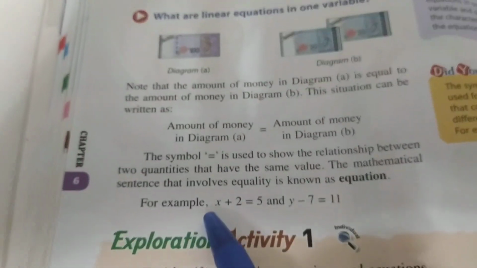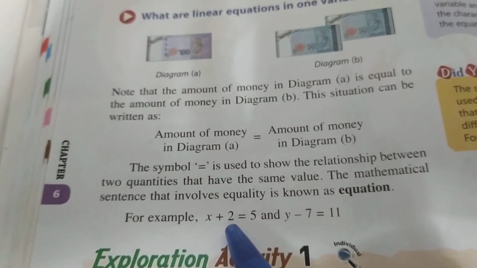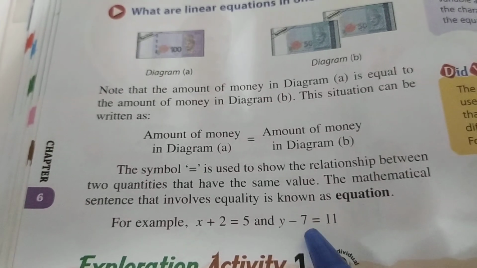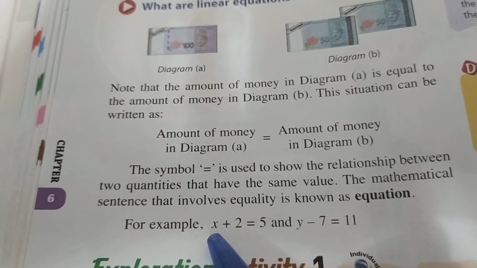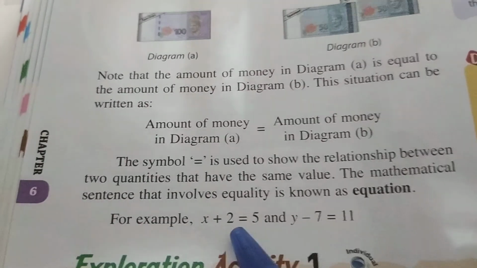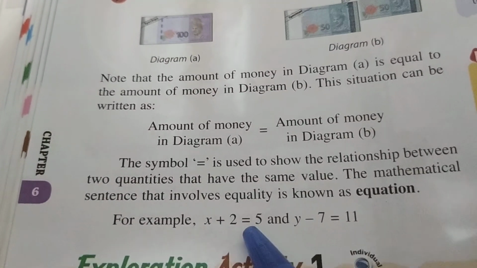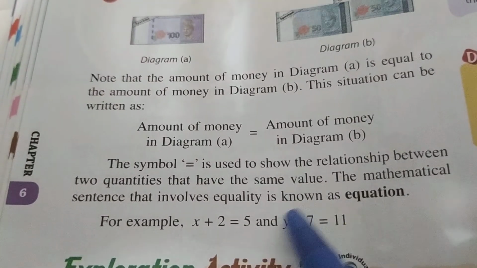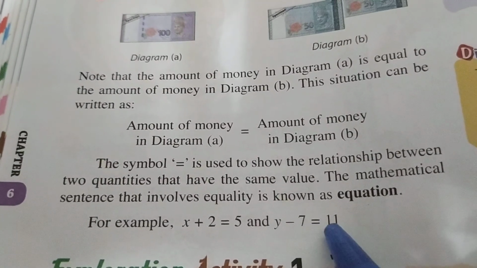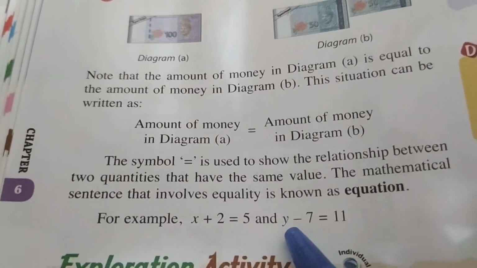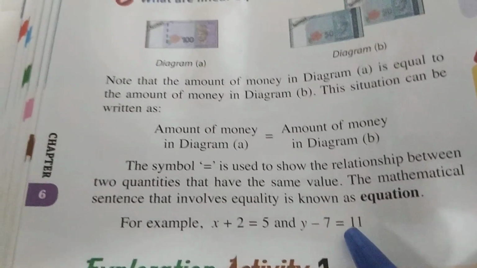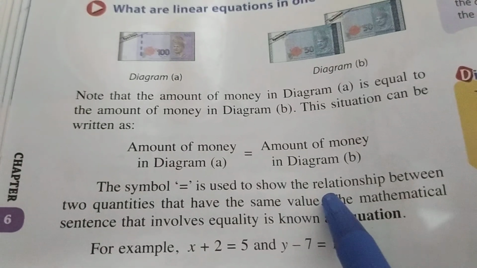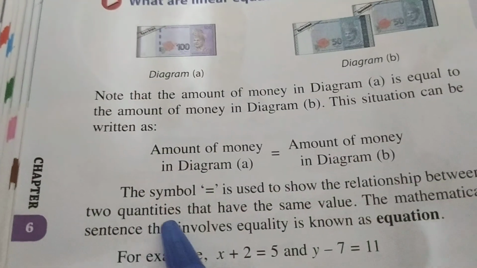For example, x plus 2 equal to 5 and y minus 7 equal to 11. Here x is a variable, and this one is the equal sign. For the equation y minus 7 equal to 11, y is a variable, and this one is the equal sign. So remember, the equal sign is used to show the relationship between two quantities that have the same value.